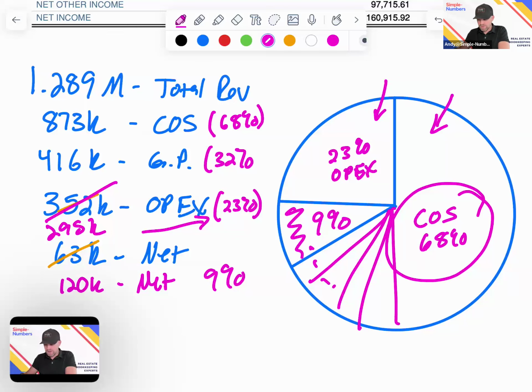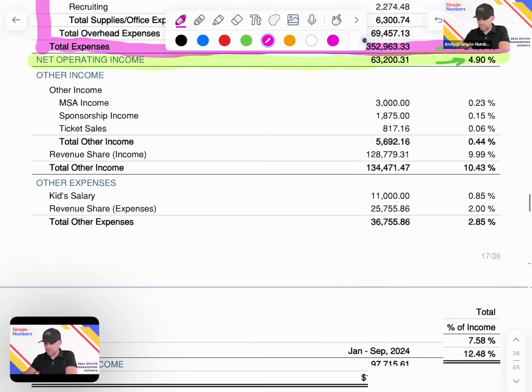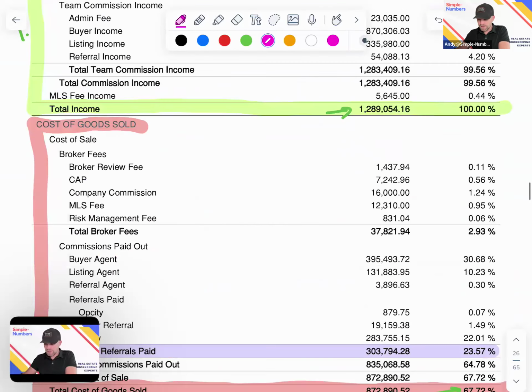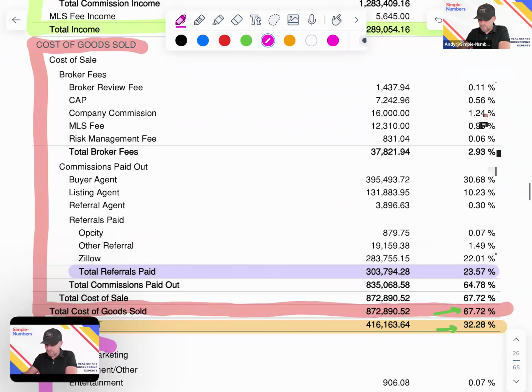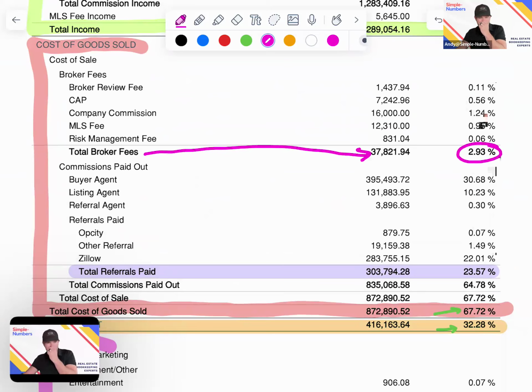Could we get it to 50%? All of a sudden, we'd be at a really healthy net profit margin. So let's see what the issue is. Let's go up to cost of sale. Well, the first section of cost of sales are broker fees. Is it broker? No, broker is only 3% of our cost of goods sold. And I see it usually between 5 and 8%. So we're actually low on broker cost of sale.